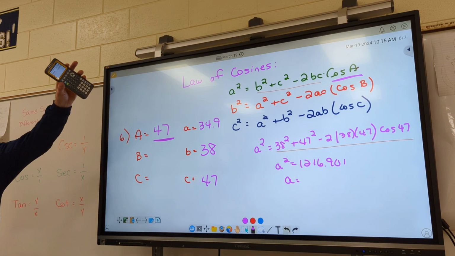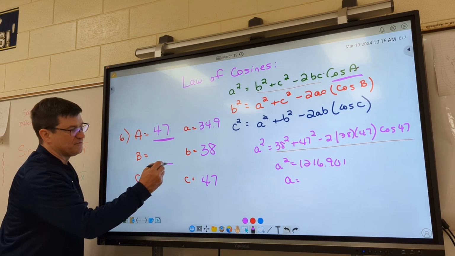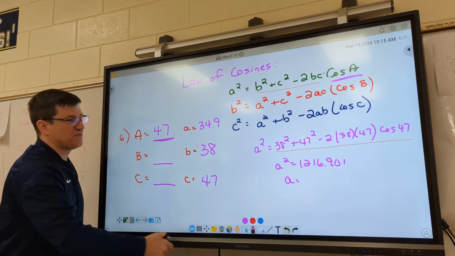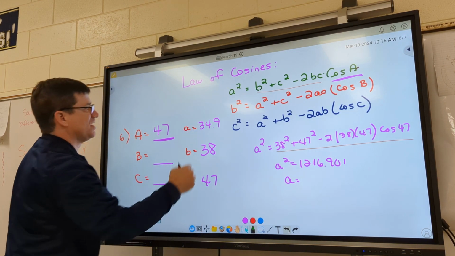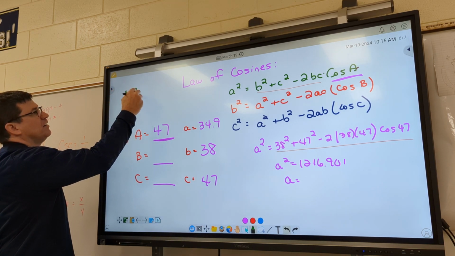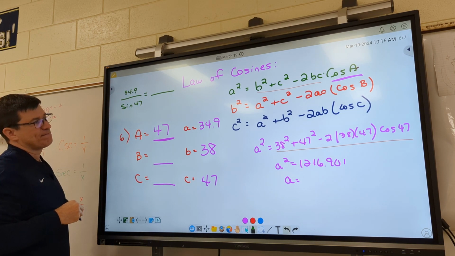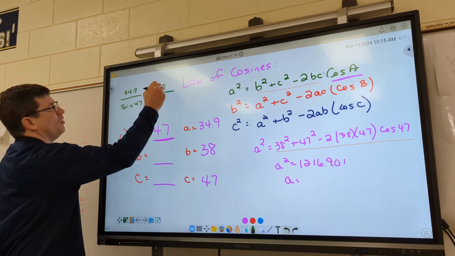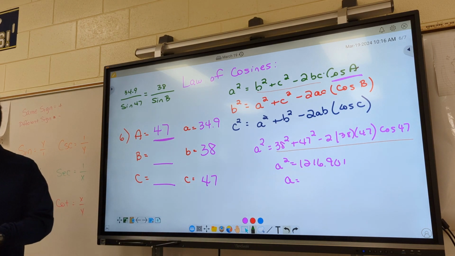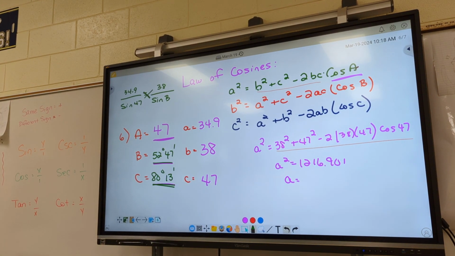All right, so now that we've done that, now you can do your law of sines. Which one do we need to find first, B or C? B. Always the one higher up in the column. Let's find B first. So now you set up your normal formula for law of sines. We got 34.9 over sine of 47 equals, all right, and we'll do 38 over sine of capital B. Now, you're trying to find an angle, so you're going to have to do sine -1, and you're going to have to put it in degrees and minutes.